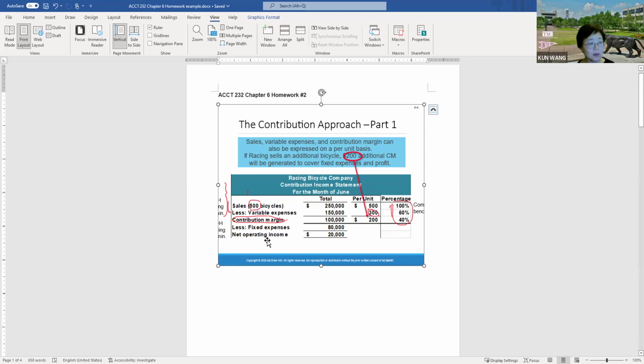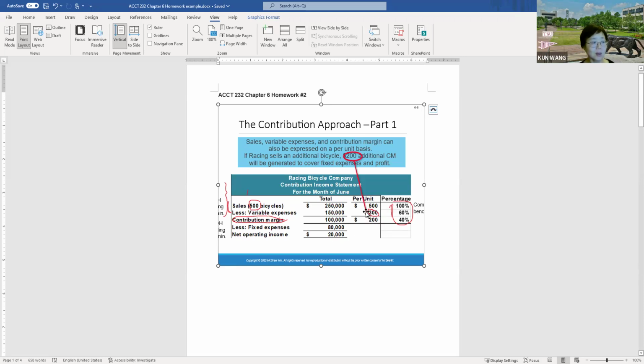Again, make sure you understand what the detailed items under fixed expense are. Normally, we have three items for manufacturing companies: fixed manufacturing overhead, fixed selling expense, and fixed administrative expense, like the groups. So we have $80,000 here for the bicycle company, which leaves us a net operating income of $20,000.